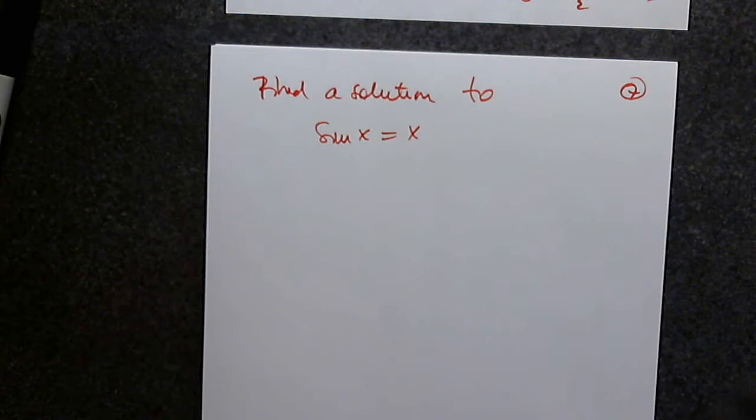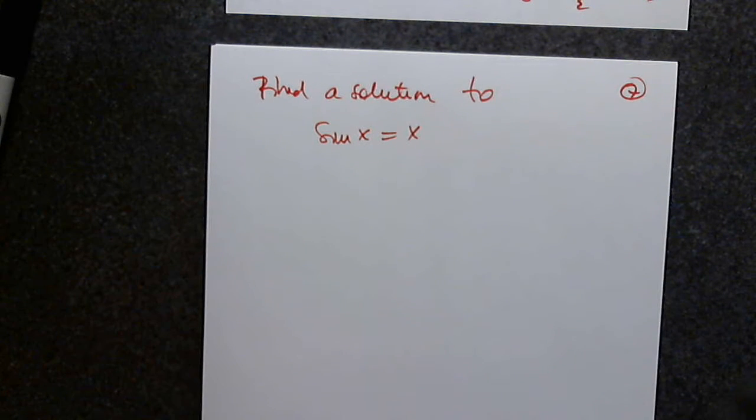I shouldn't say that because then we should use Newton's method. Let's put them together. Find a solution to this. Let's do that. Yeah, we're going to do it together. That's sine x equals x. No one can solve this by hand. There's absolutely no way.